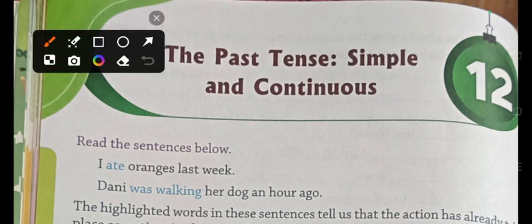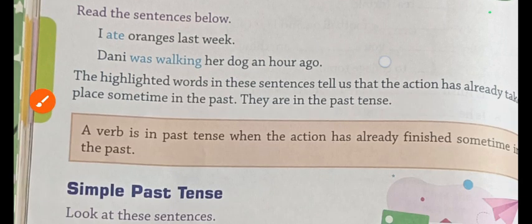For example, I ate oranges last week. So when I ate oranges last week, the time has passed. Dani was walking her dog an hour ago. So Dani was walking her dog an hour ago. मतलब ये एक घंटे पुरानी बात हो गई है, ठीक है?